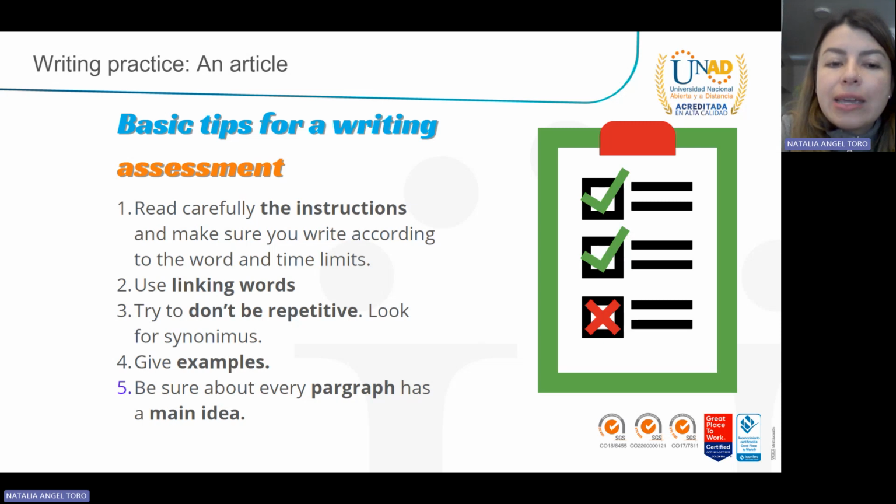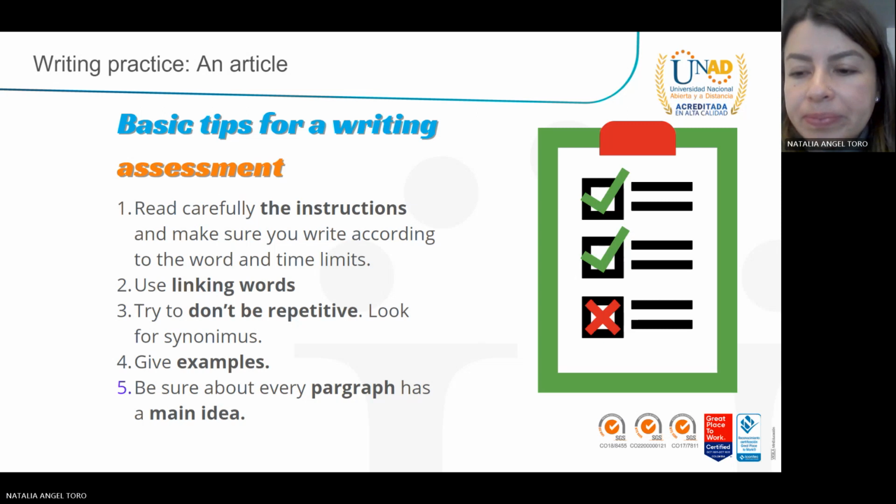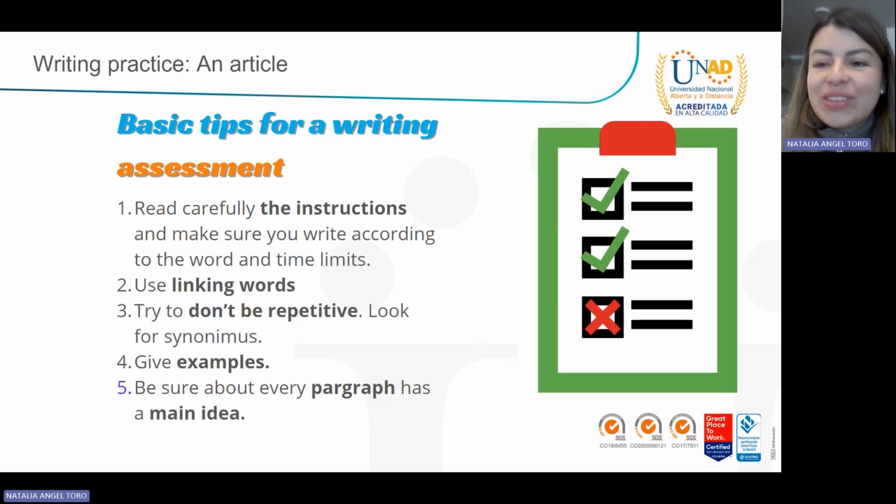Second, use linking words. Do you remember any linking words? Linking words. I'm pretty sure that you remember and you use it all the time. Yes. Maybe we haven't classified those words in our mind, but we use them all the time.